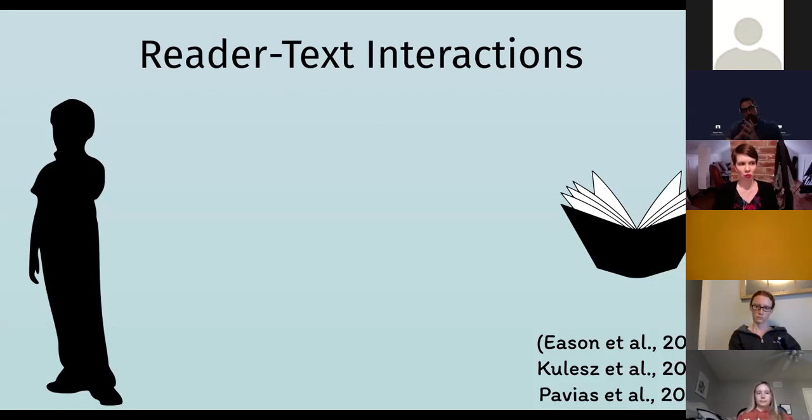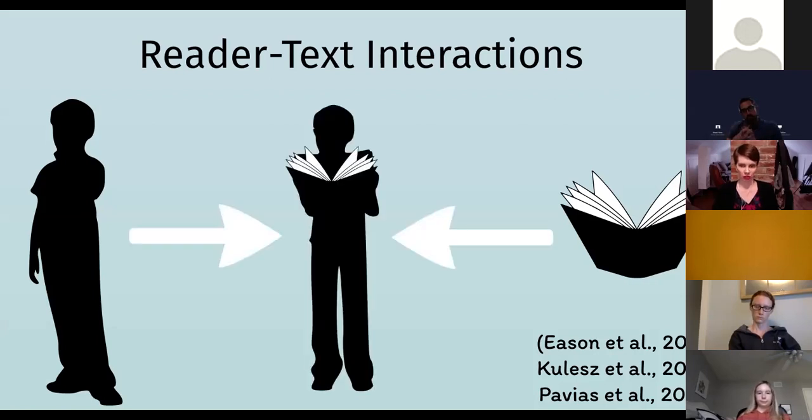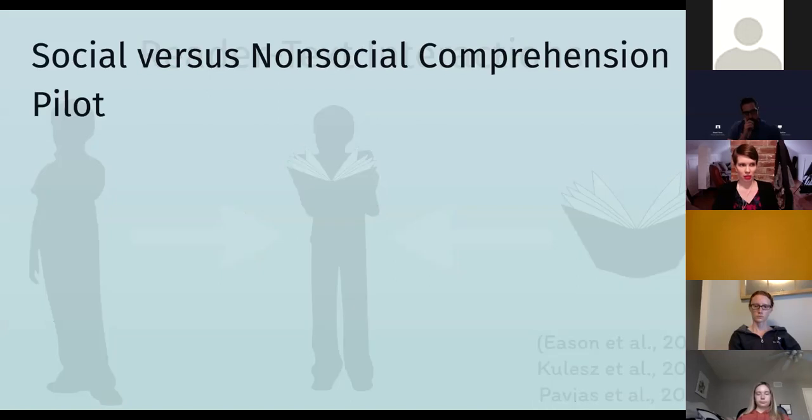And so if we really want to understand what's going on in comprehension, then we need to account for both the reader characteristics and the text characteristics. There's been a very small number of studies that have attempted to do this in typically developing children, where they show that these different factors are coming together to play a role. And so I wanted to begin to do that in children with autism.